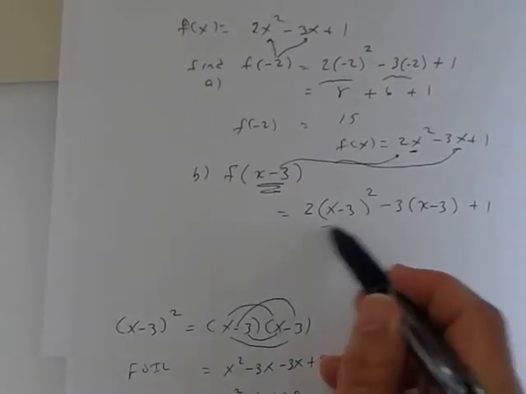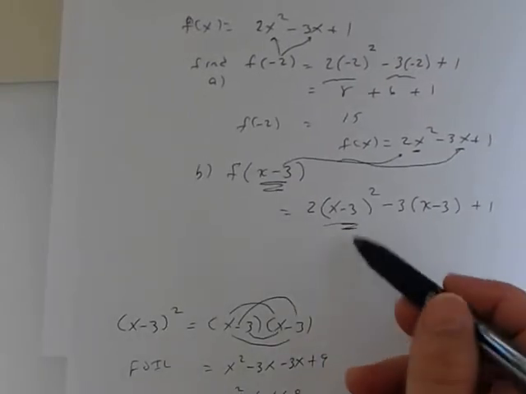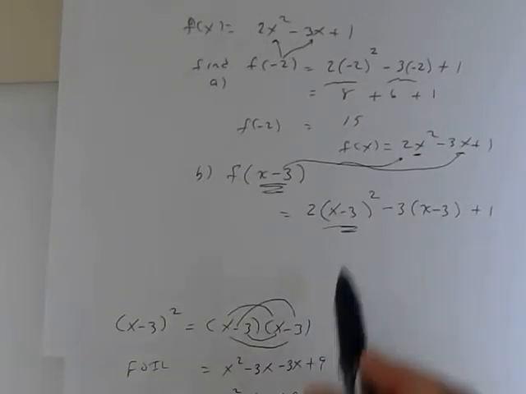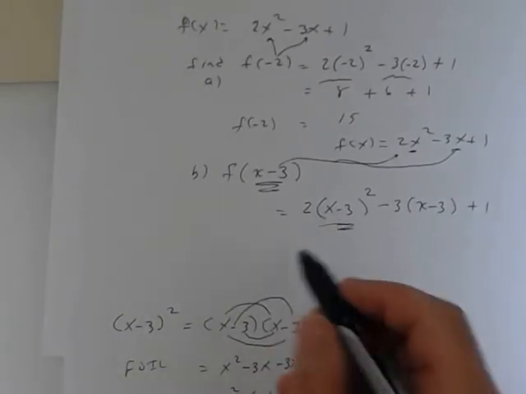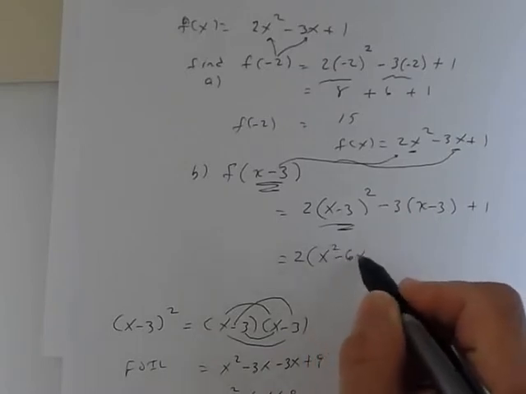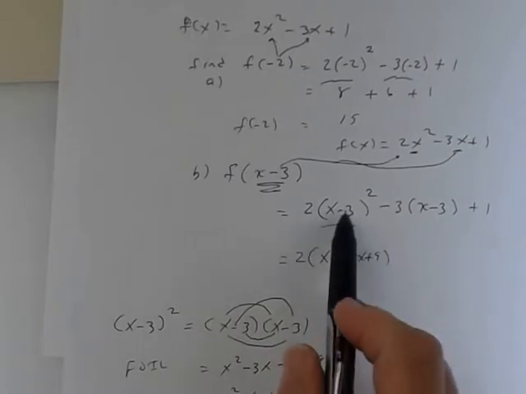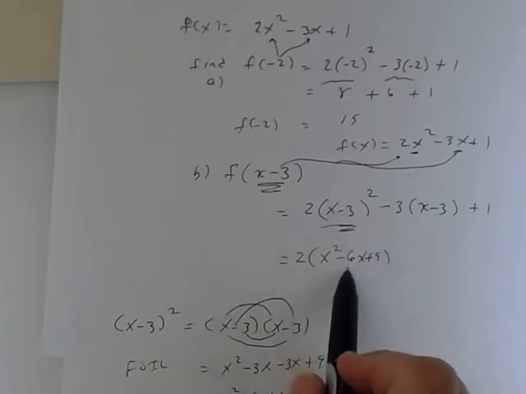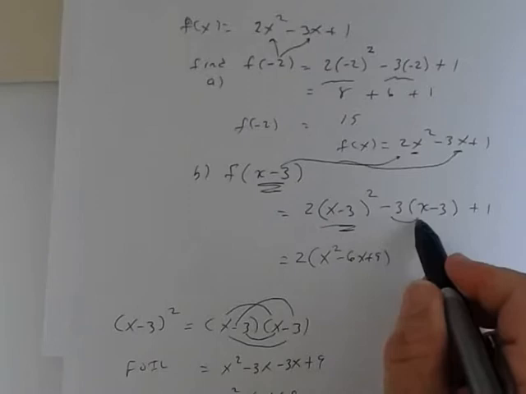Now all I found was this little part here. But remember, all of this has to be multiplied by 2. So to be on the safe side, write it like this first: x squared minus 6x plus 9 in parentheses. See, that's just this, right? Y'all agree? Now let's go ahead and distribute this one to begin with.